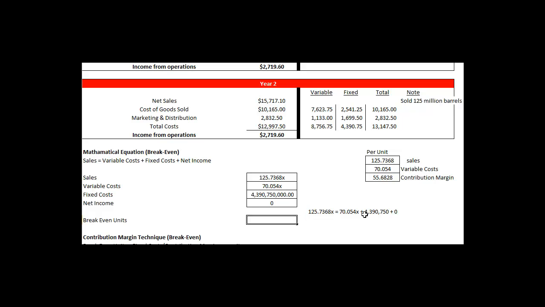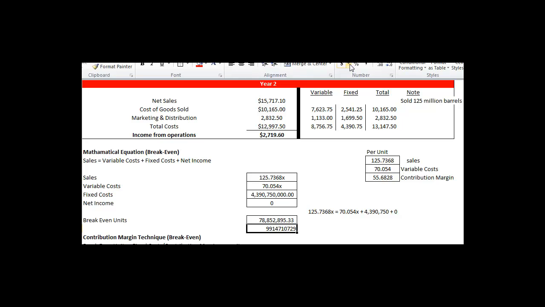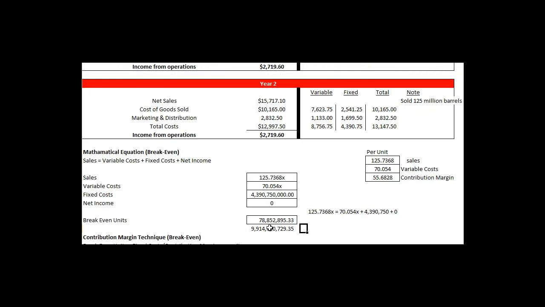So when I get the x on the one side, I divide by whatever that is, so my break even in units now has increased to 78,852,895 barrels of beer. And again, if I wanted this in terms of sales dollars, because this is number of barrels, I would take this number and multiply it by the average sales price per unit, which tells me now I have to sell more beer to break even because my fixed cost went up. It goes up to 9.9 billion.